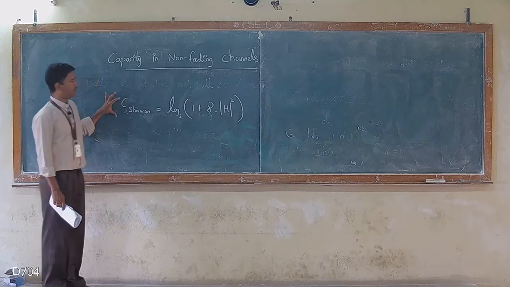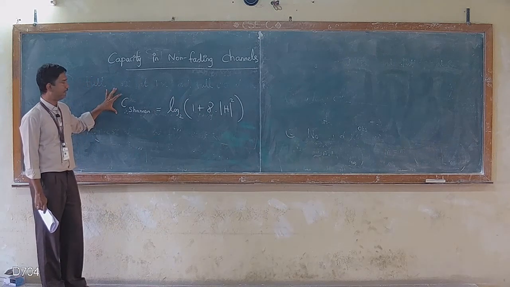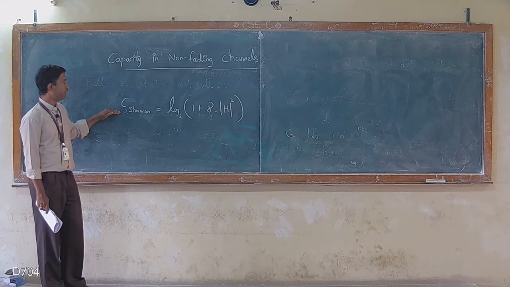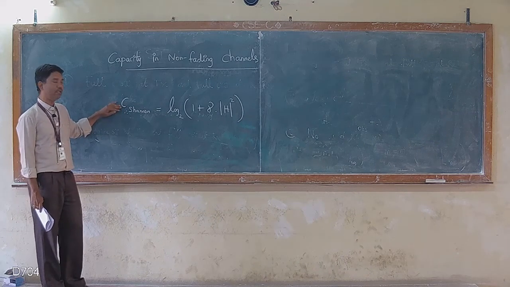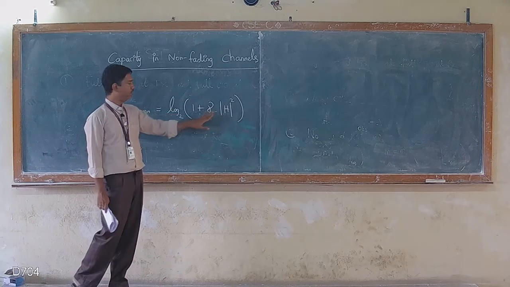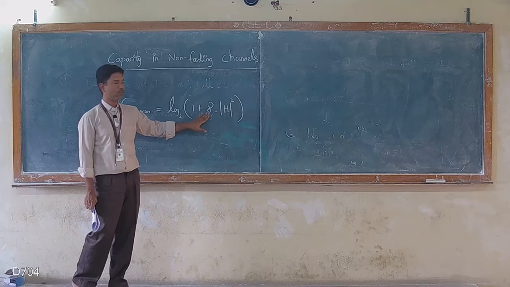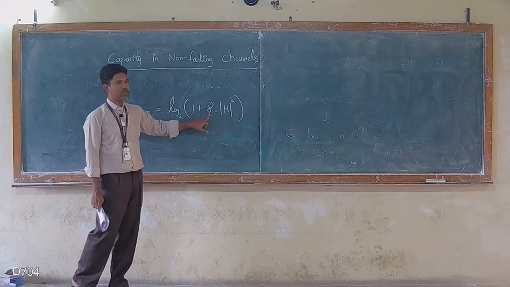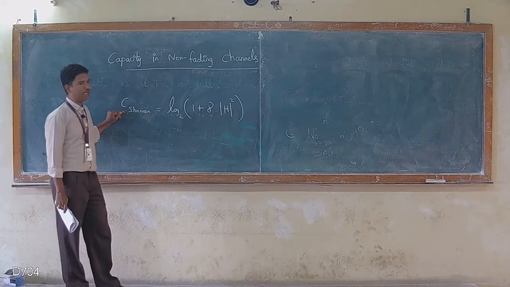So from this expression, what do we understand? So always we want higher capacity. So the capacity can be increased. The channel is not in our control. So the only possibility is to increase the signal to noise ratio. So if we increase the signal to noise ratio, then the capacity will increase.